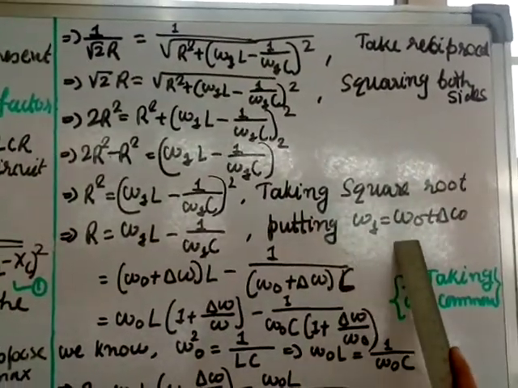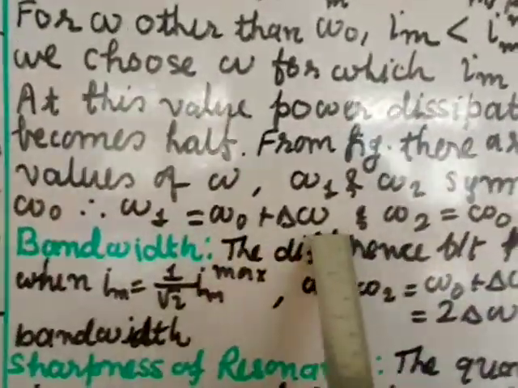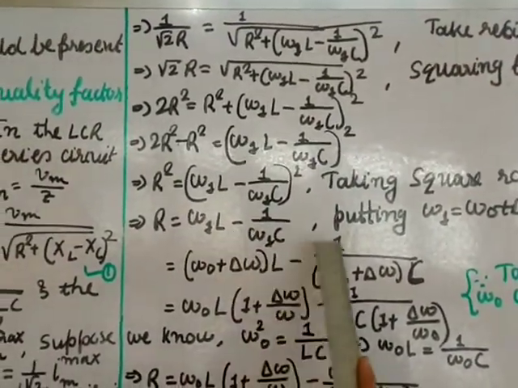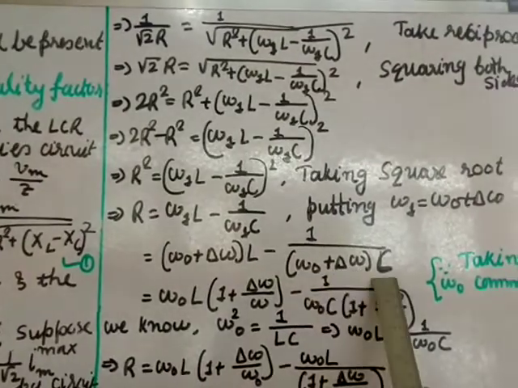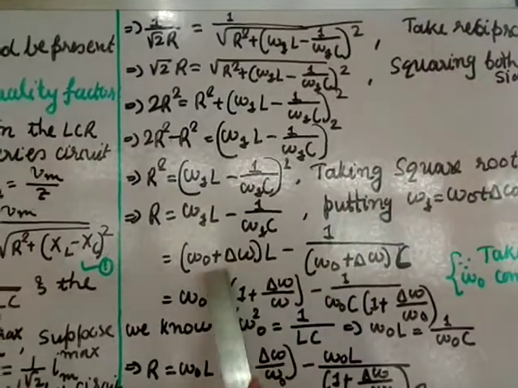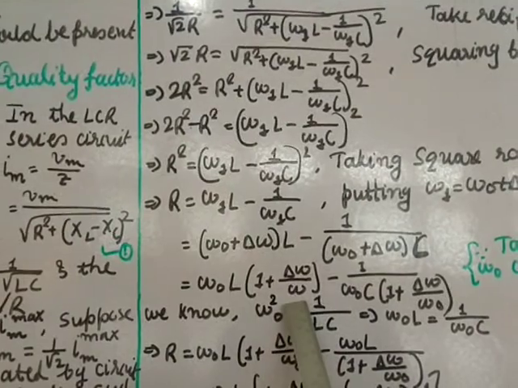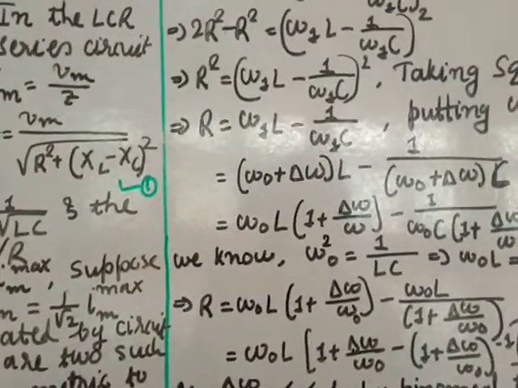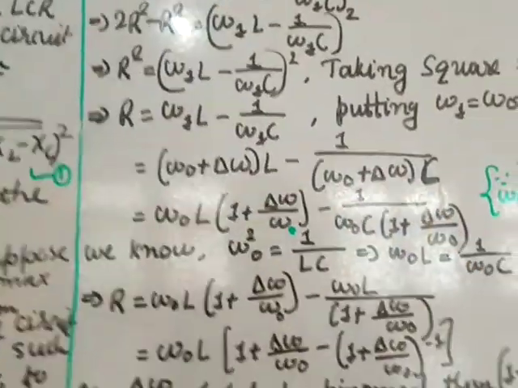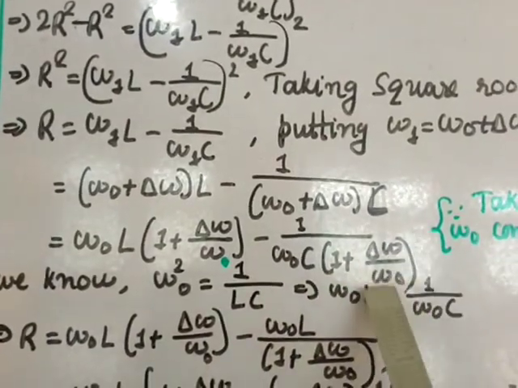Now we will put the value of omega 1 as omega naught plus delta omega, the value we have assumed here. So when you put the value here, omega naught plus delta omega into L minus 1 upon omega naught plus delta omega C. We'll take omega naught common from both these brackets. So here omega naught, this is L I am writing here, here remains 1 plus delta omega by omega naught. Then this side remains minus 1 upon omega naught C, 1 plus delta omega by omega naught.